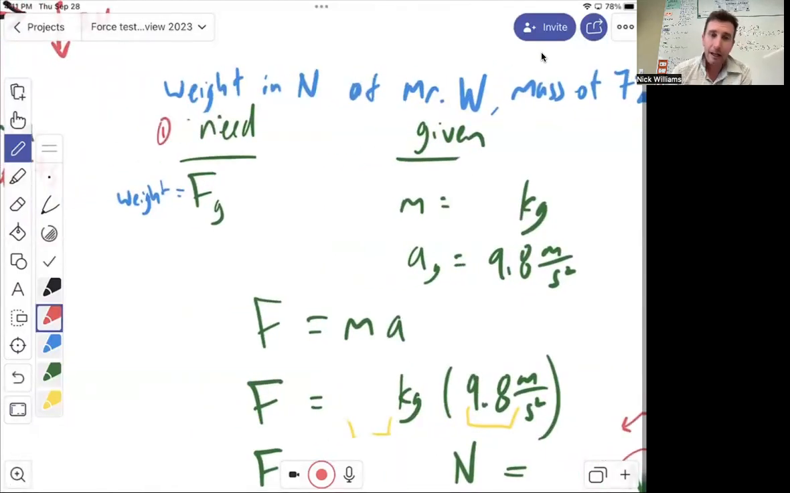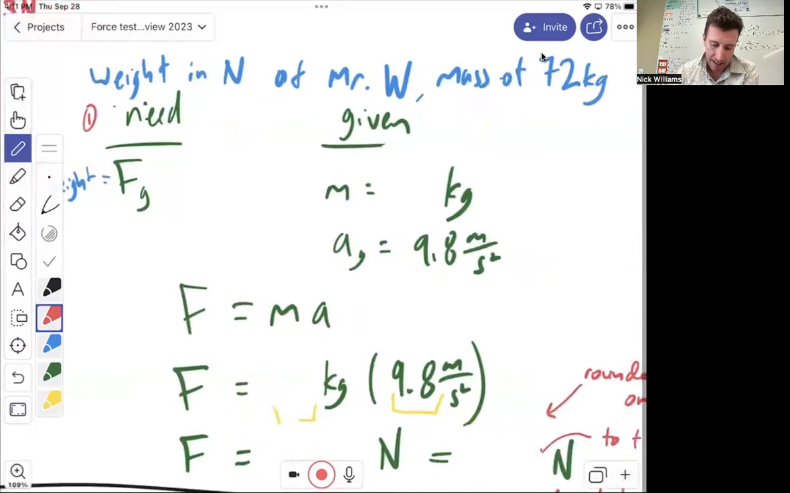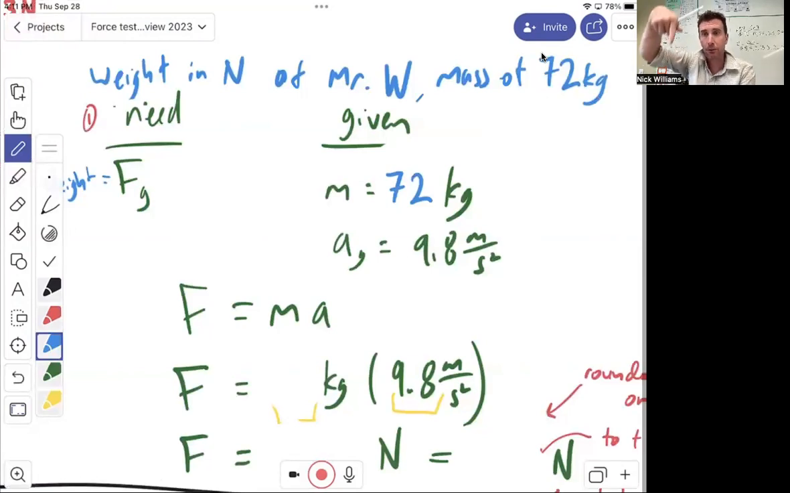I'm going to go through my 4-step process. Step number 1 is putting in my needs and givens. So I need my weight. And I know that weight is a force due to gravity. So when I'm solving for weight, I'm always going to solve for a force of gravity. I'm given a mass, and the mass that I was given was 72 kilograms. And then I know that I'm on the planet Earth. And because I'm on the planet Earth, the thing that pushes me down, that gives me weight, is the acceleration due to gravity. And that's always going to be 9.8 meters per second squared.